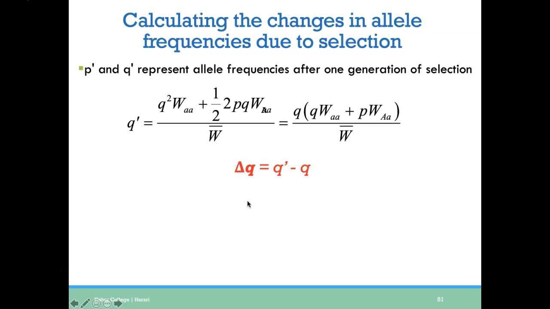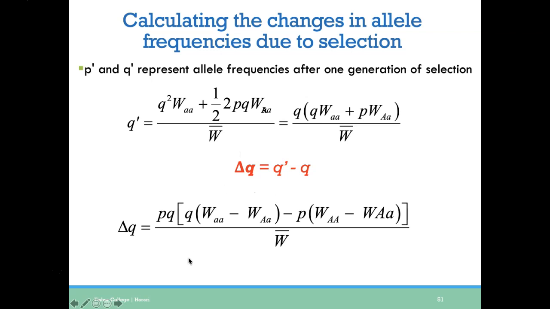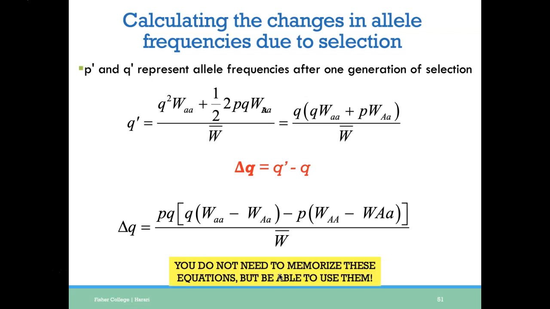So delta Q represents the change in the recessive allele after one generation. So how much did the frequency of the recessive allele change after one generation of natural selection? That's what delta Q is saying. So delta Q is equal to Q prime minus Q. This is a way to represent the change in Q due to selection. The change in Q is equal to Q prime minus Q. And you could figure this out, again, using values that you would plug into the equation. Right, so you do not need to memorize these equations, but be able to use them.